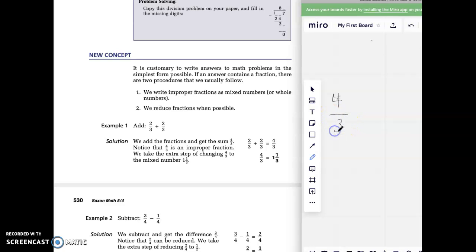4/3, right? So if we want to convert this to a mixed number, we're going to ask ourselves, 3 can fit into 4 how many times? Well, 3 can fit into 4 one time. We know that then you subtract 4 minus 3 is 1, and we're going to keep our denominator.